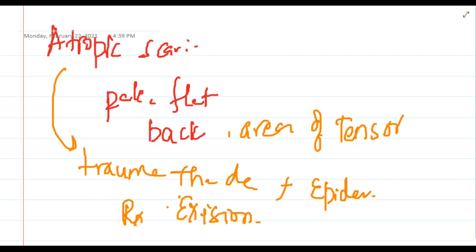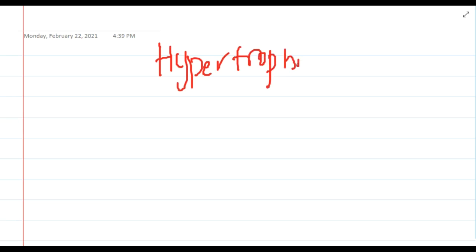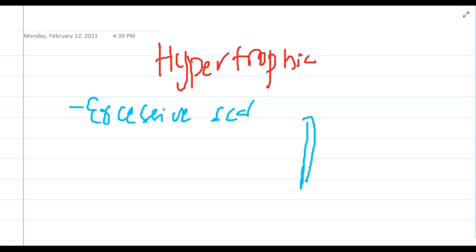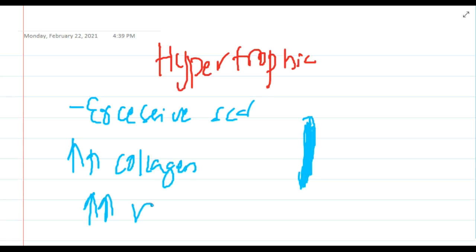Then after this we have the next type of scar, which is hypertrophied scar. In the hypertrophied scar, there is excessive scar tissue, but this does not go beyond the margins of the wound. In histology, you will see presence of excessive collagen and excessive vascularity, and this actually improves spontaneously with time.